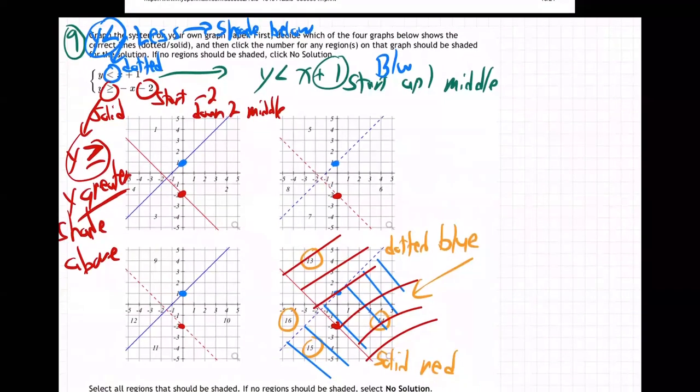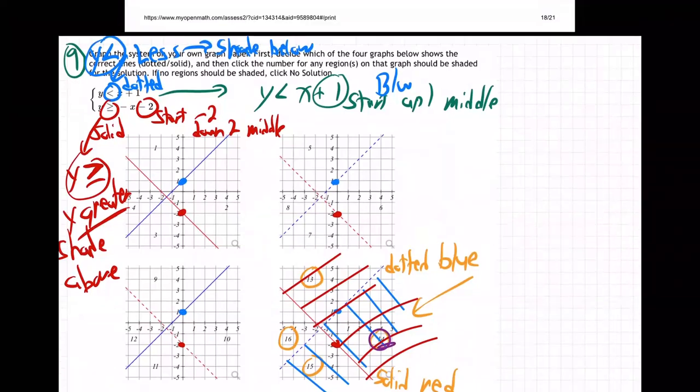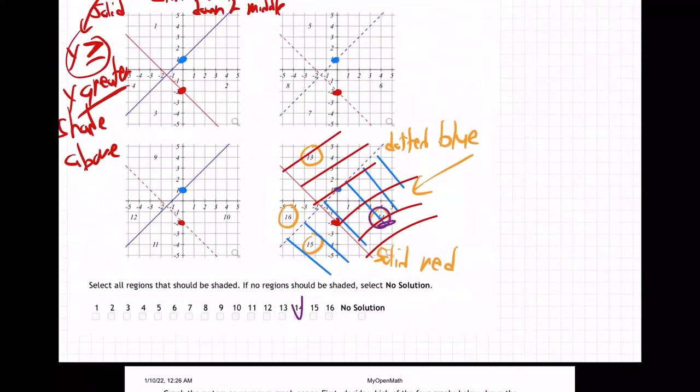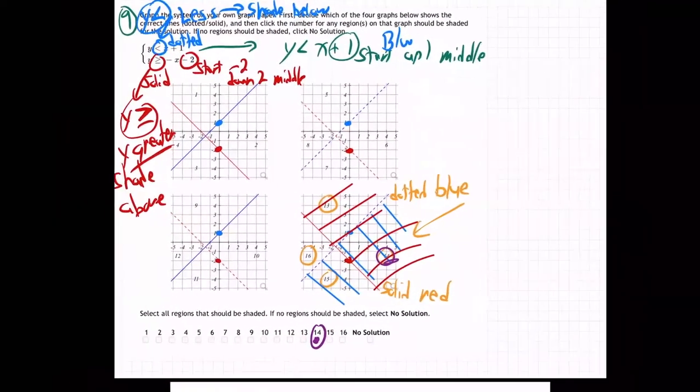So where do the two shadings overlap? Where's our overall answer? Right here at 14. So you come down here and you'd say, okay, I'm going to choose answer. Whoops. My iPad is not letting me do anything. Okay. All right. Come down here and choose box 14, because that's where it is.